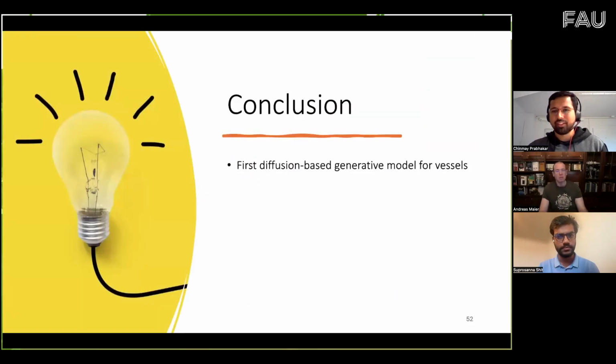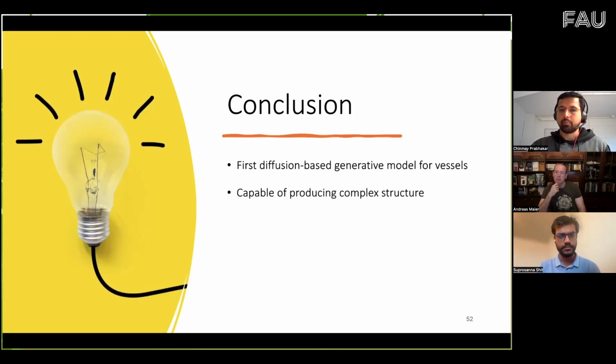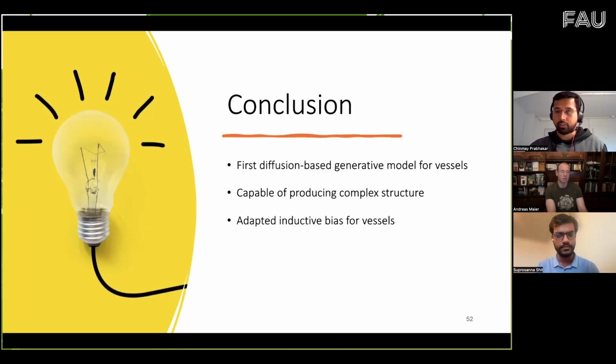This brings me to the end of the presentation. So in conclusion, what we propose here is a first diffusion-based generative modeling paradigm for vascular graphs, which is completely data-driven and thus is capable of producing complex topological structures. We make sure to adapt certain inductive biases which are specific to vascular structures and check whether the inclusion of these inductive biases have a positive effect on the overall learning.